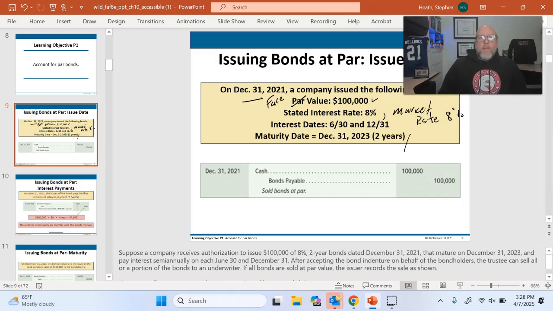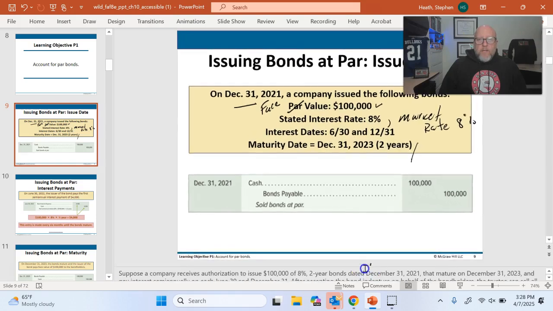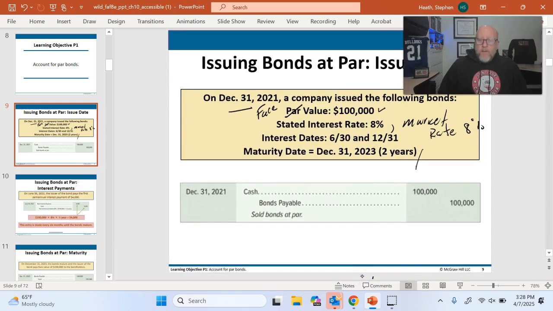So when we issue a bond at par, meaning we issue it at face value, the amount of cash that we're going to get is 100,000, the face value of the bond, and we create a liability called bonds payable, right? Liabilities are credits, and that's why we are crediting bonds payable. And we credit bonds payable for the face value, all right? Then we can pay interest.